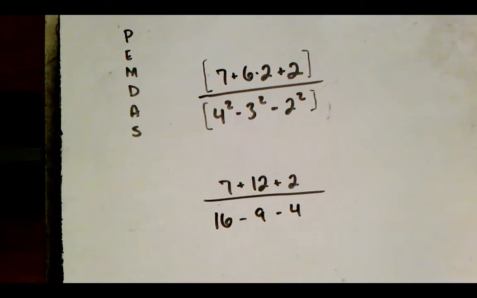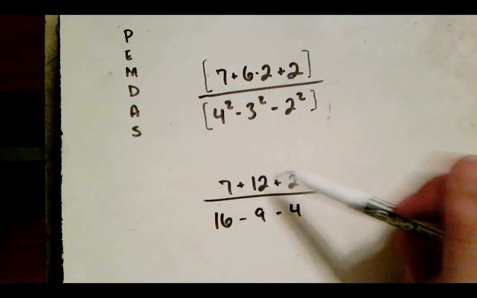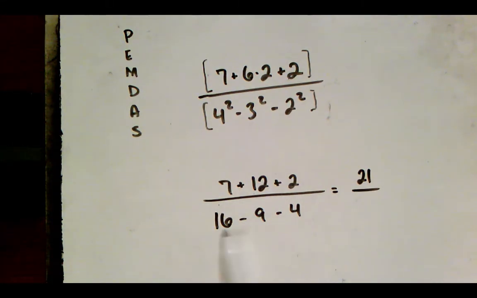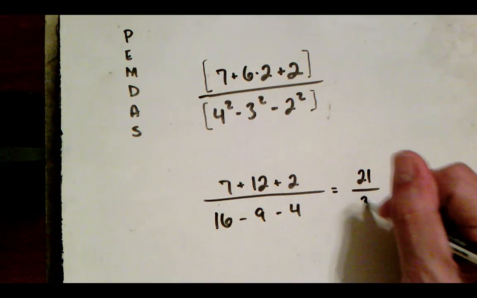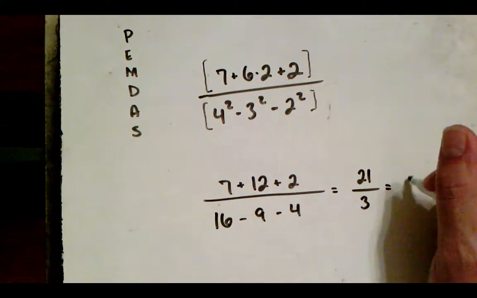Now we have a bunch of addition and subtraction, so we're going to try to simplify this thing. 7 plus 12 is 19, plus 2 is 21 on the top. On the bottom, we have 16 minus 9, which is 7, 7 minus 4, which is 3, and lastly, we have 21 divided by 3. 21 divided by 3 is 7.